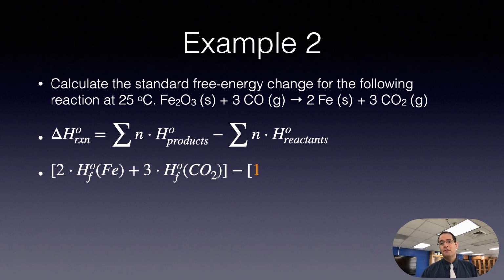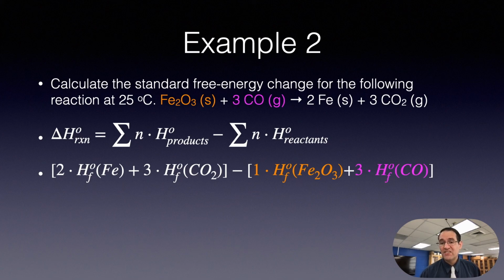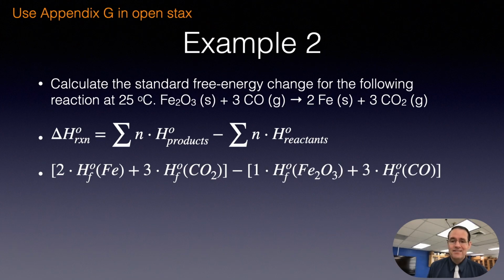Then we do the same thing for the reactants. Now reactants, remember, are on the left side of the chemical equation. So we have 1 rust molecule, so 1 times the heat of formation of iron(III) oxide plus 3 times the heat of formation of CO. All right, so that's all set up there correctly. Now this is where I was wrong. It's not J, it's G.